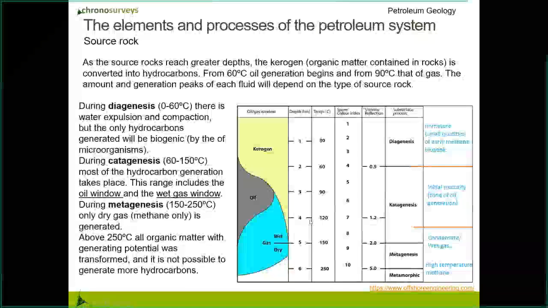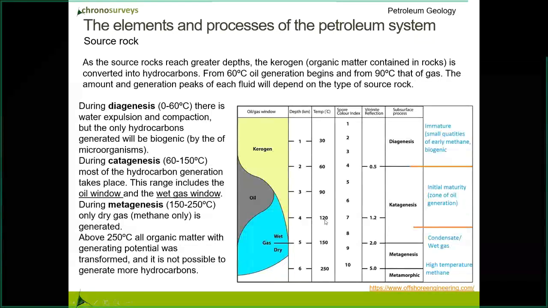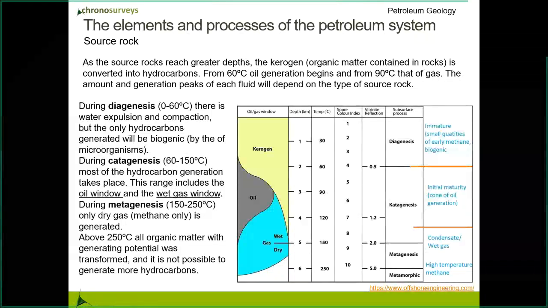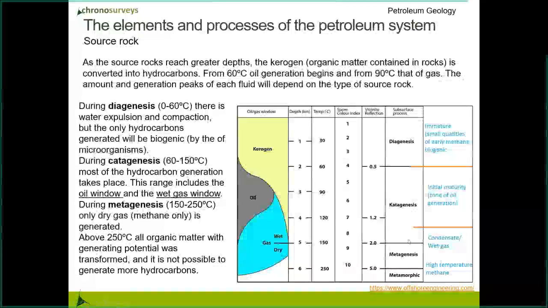And above that, most of the gas will be generated. So somewhere between 120 and 150 or 160 degrees, most of the oil will be generated. This is generally called the catagenesis range of temperatures.